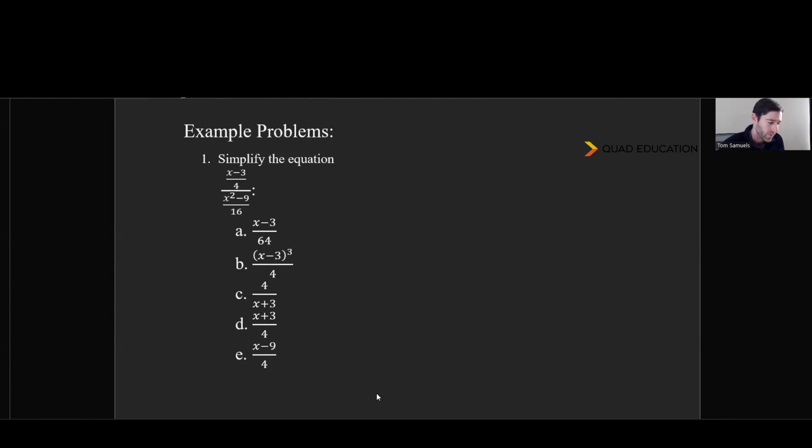We have x minus 3 over 4 divided by x squared minus 9 over 16, which is quite a bit. So what we'll do is, first of all, write our top fraction, and then multiply by the bottom fraction turned upside down. So that's 16 over x squared minus 9. The easy part here is simplifying the 4 and 16 to get 4 in the numerator to the right. And then the really interesting part is this is kind of a callback to a previous lesson on perfect squares and difference of squares.